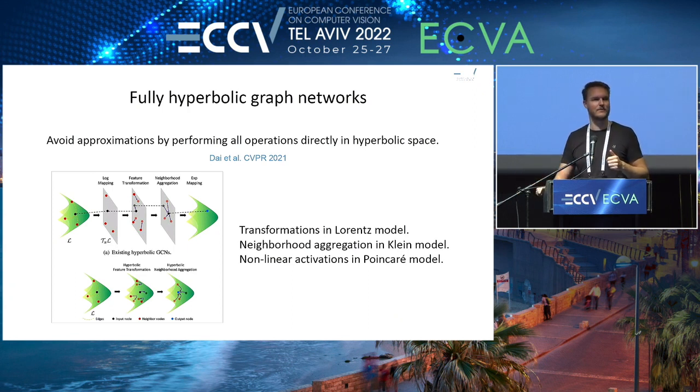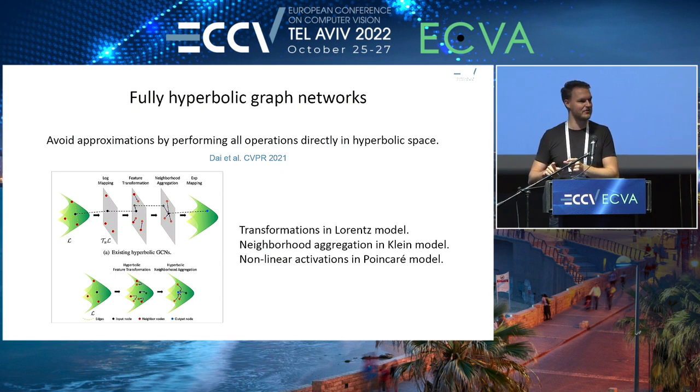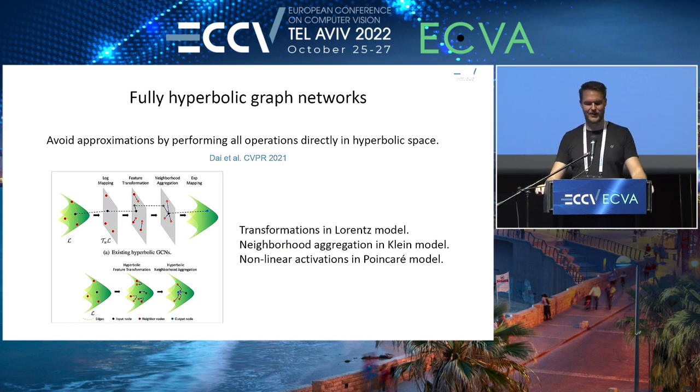But they figured out that different models are actually good for different things. So they start in the Lorentz model for doing the transformation. Then you have the neighborhood aggregation, so they went from the Lorentz to the Klein model. And then they had nonlinear activations, and because you want some conformal thing, so that the angle remains the same, they actually went to the Poincaré model. So I think it's fair to say that this is still ongoing work, because you no longer go from Euclidean to hyperbolic space, but you actually still have to move between different hyperbolic models. So it still feels a bit wrong, but at least it's all within hyperbolic geometry now.